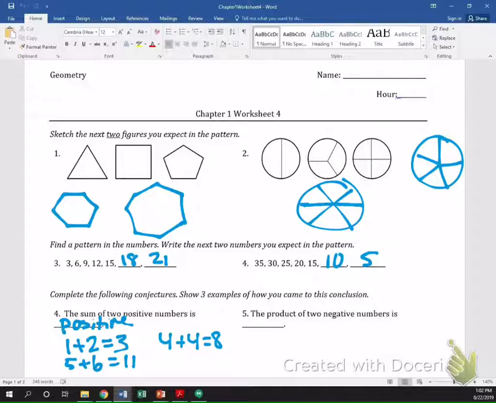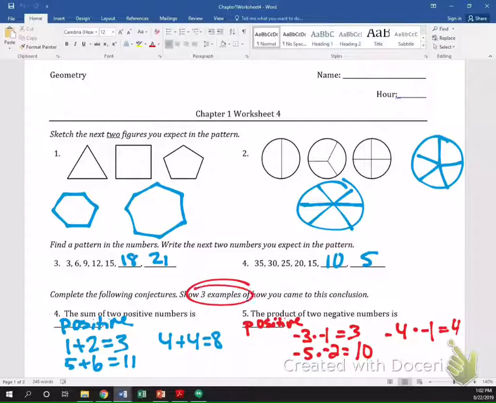All right, number 5. The product of 2 negative numbers is also positive. Good. So -3 times -1 would be an example. -5 times -2 would be an example. -4 times -1 would be an example. Whatever. Just 3 examples of how you came up with this. Okay? Or 3 examples that show what your conjecture is stating.